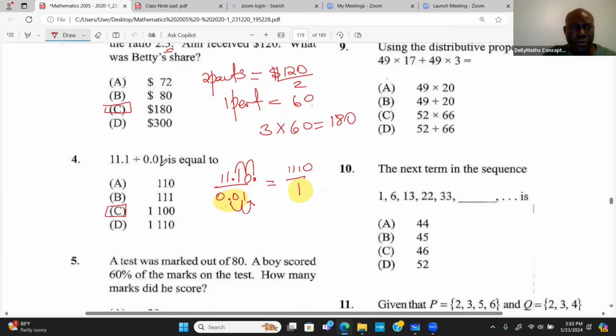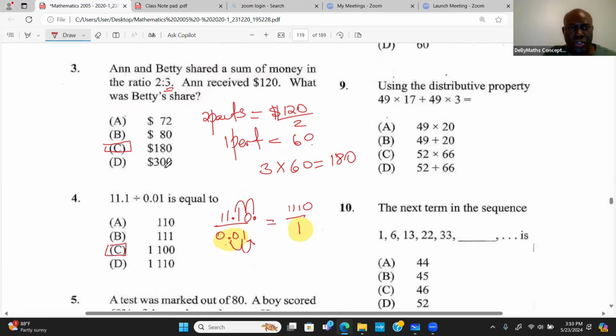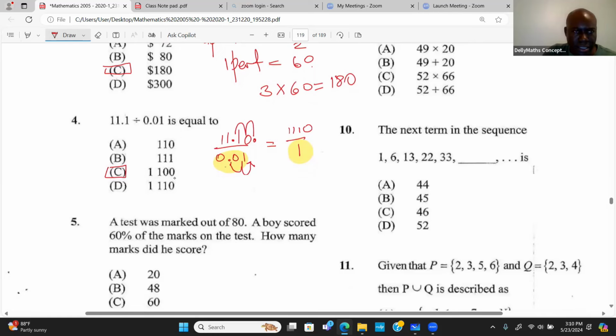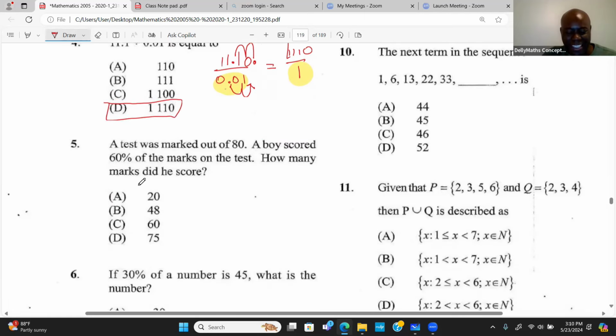All right. So let's go. The answer is D. I wrote it out. Watch. The answer is D. Be careful. So the answer is D. All right. Let us go to number five.